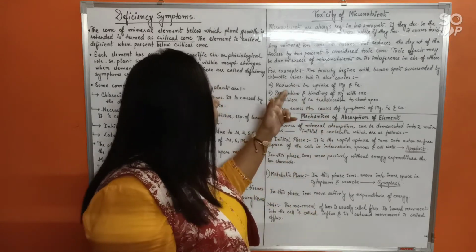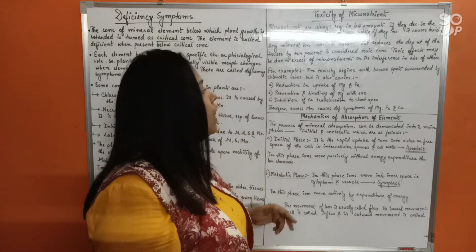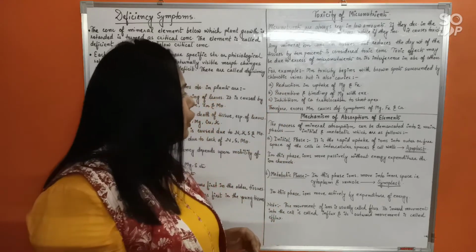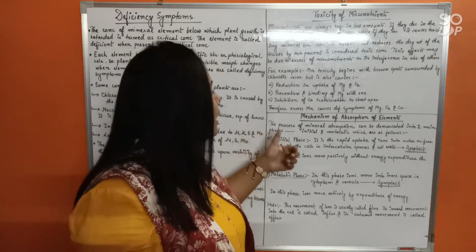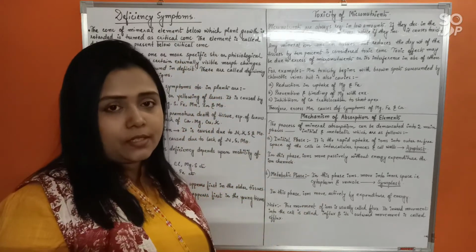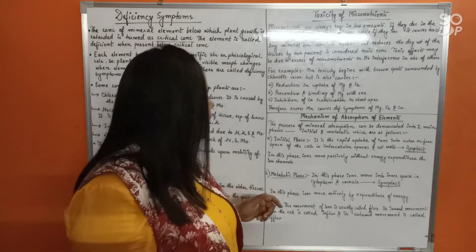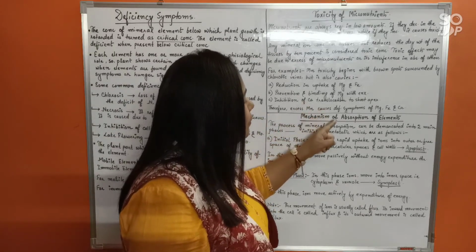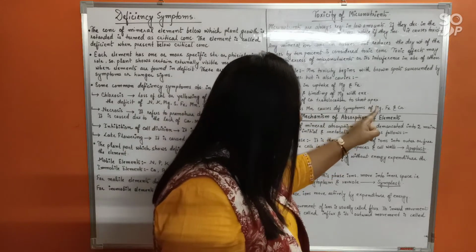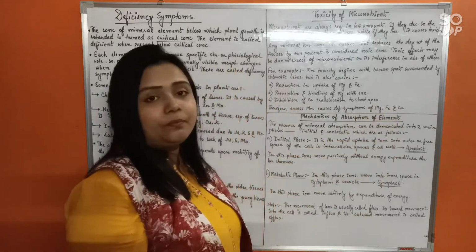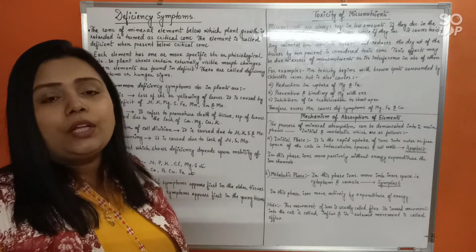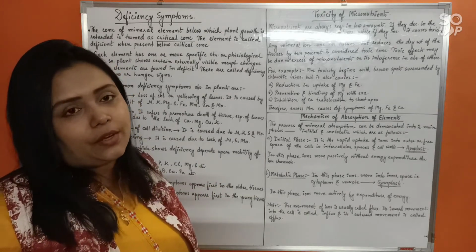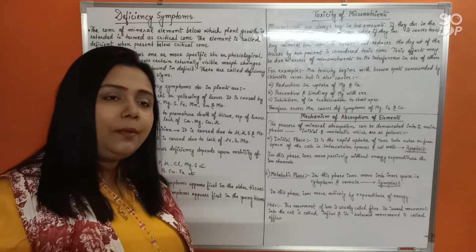See here, it shows reduction in uptake of magnesium and iron, prevention of binding of magnesium with the enzymes, and inhibition of calcium translocation to the shoot apex. So what will finally happen, you see, is that excess manganese will cause deficiency symptoms of magnesium, iron and calcium. So that's how it is going to be very difficult for the plant if micronutrients are in excess in its surrounding. Alright.